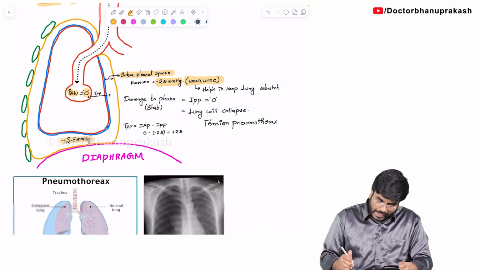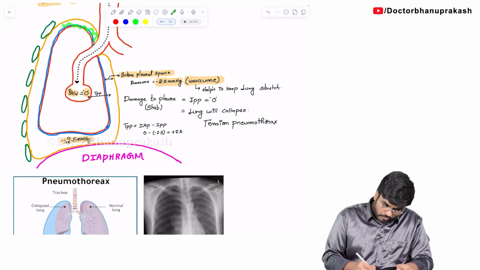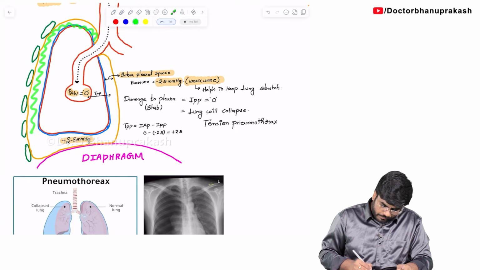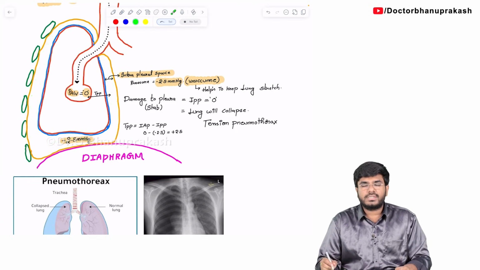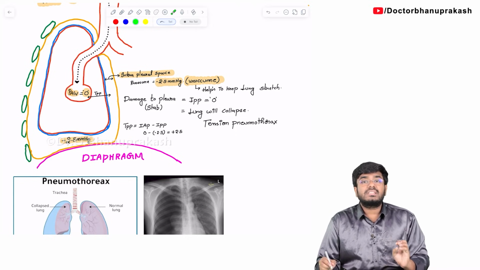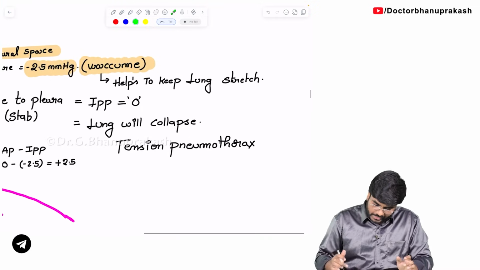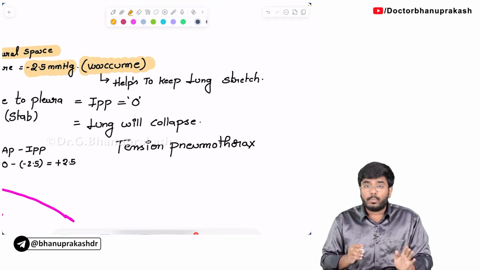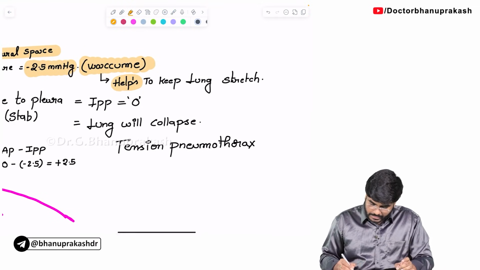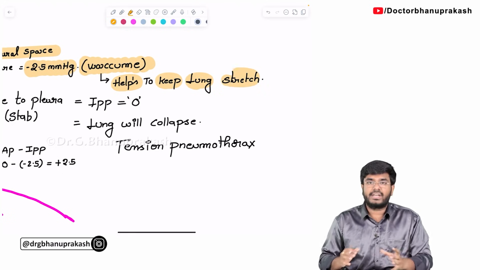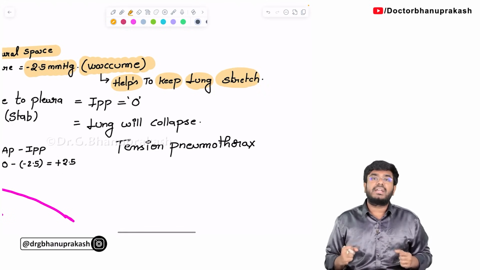Now, why do we have vacuum around the lung? Throughout the lung, all this area, there is a negative pressure. Now, what is the importance of this negative pressure? The negative pressure is trying to keep the lung open. This negative intrapleural pressure helps to keep the lung stretched from all directions, kept open.